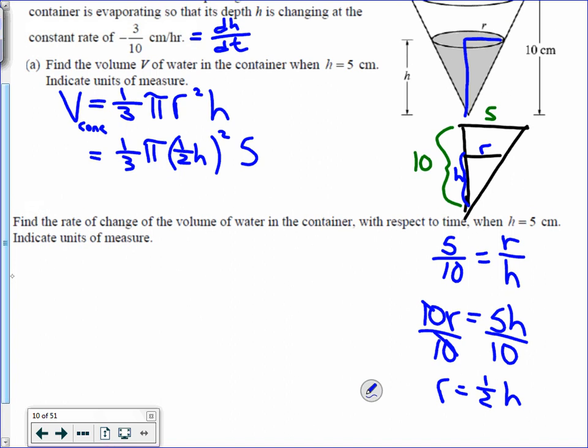Okay, so now, oh, I put h here, but now it's when h is 5, so actually let me make that a 5. Since we figured out that the radius is half the height, when the height is 5, the radius is 2.5. Anyone know what 25 squared is? 625. So what do you think 2.5 squared is going to be? 6.25.